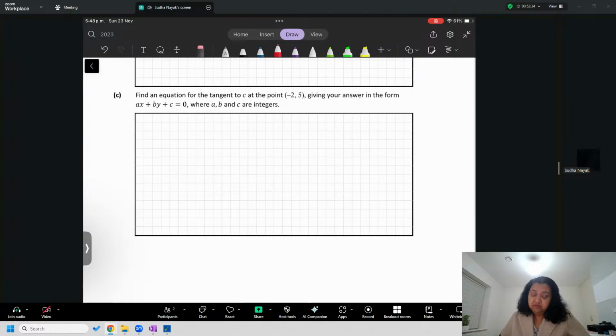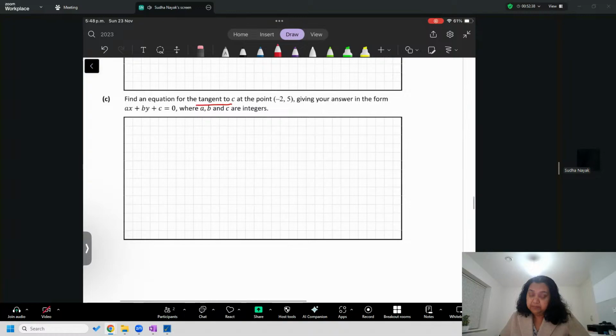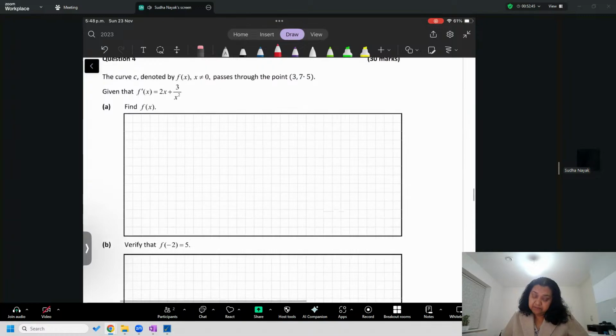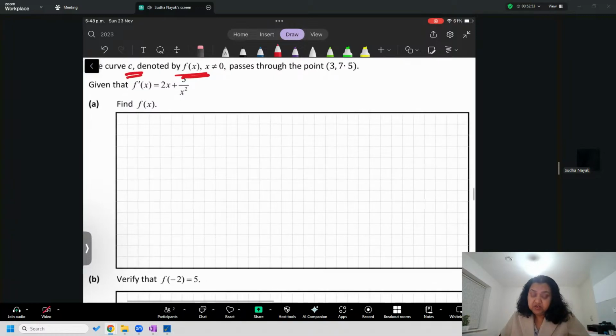Look at the question. Find an equation for the tangent at the point (2, 5). So there is a curve C denoted by f of x. Here there's a small twist. The curve is denoted by f of x, but they haven't given f of x, they have given f dash x. You have to find f of x.